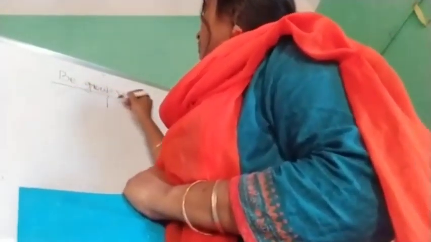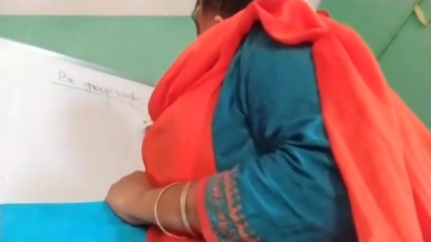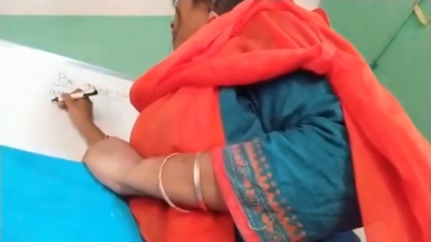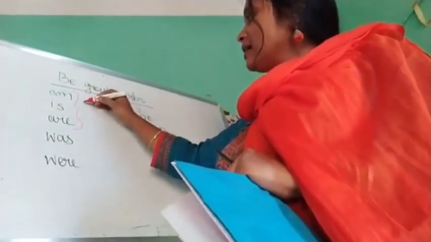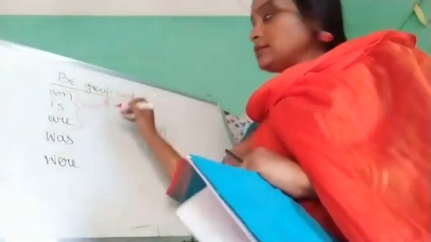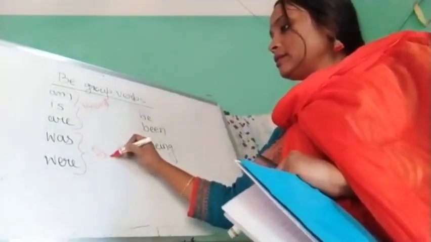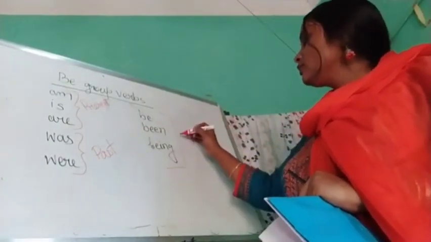B group verbs. Am, is, are, was, were. Now, the first three, am, is and are, come under present tense. Was and were come under past tense, and these things can be used for any tenses.